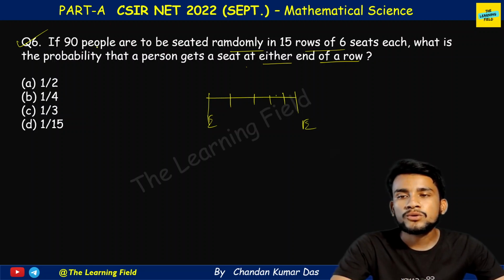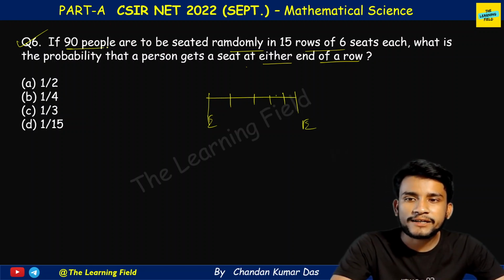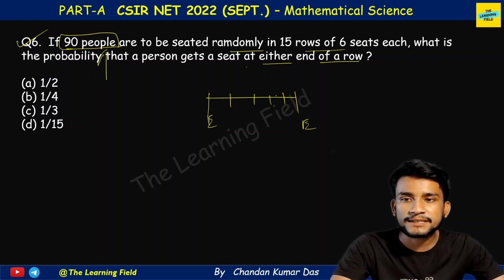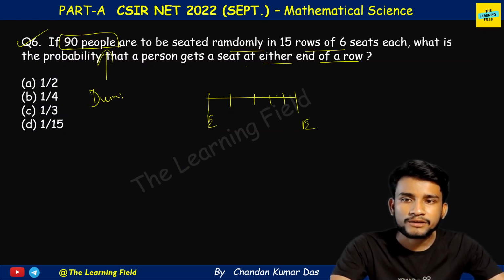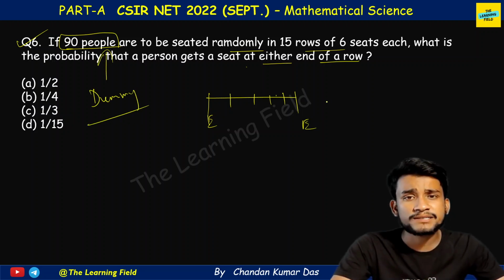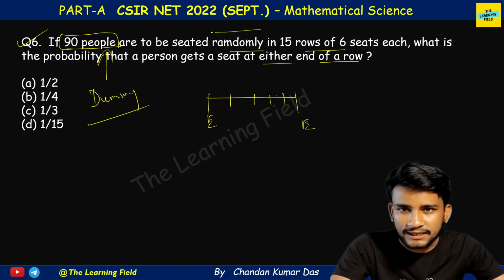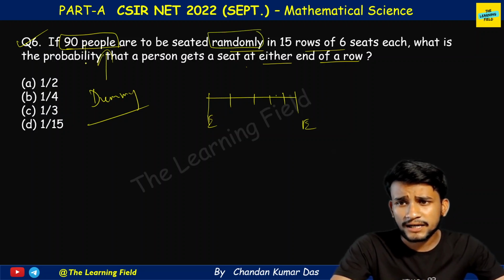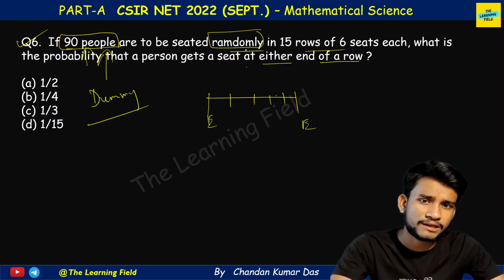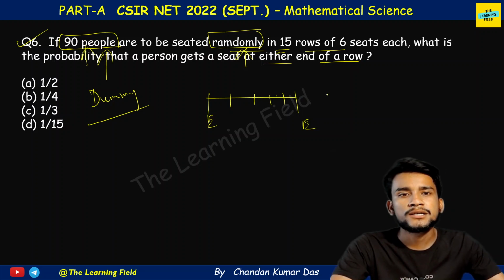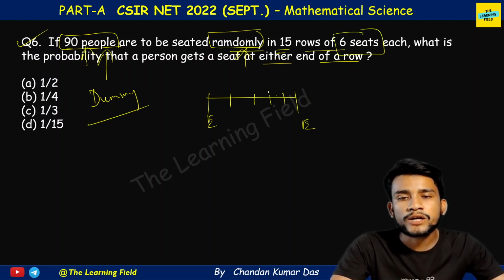Okay, so we don't need to look at these 90 people, because we don't need this value. This is, you can say, the dummy data in the question. We just need that there are 6 seats in each bench, and that they are seated randomly. We don't go with this data. 15 rows, just 6 seats, and we have 2 end points.